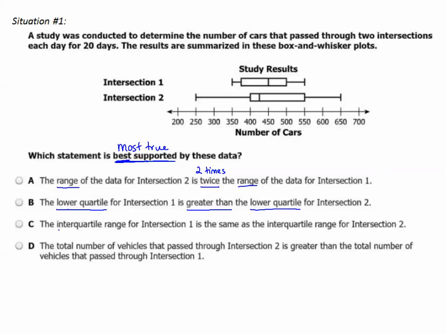C. The interquartile range for intersection 1 is the same as, we know that means equal, the interquartile range for intersection 2. D. The total number of vehicles that passed through intersection 2 is greater than, we know that means more than, symbol looks like that, the total number of vehicles that passed through intersection 1.